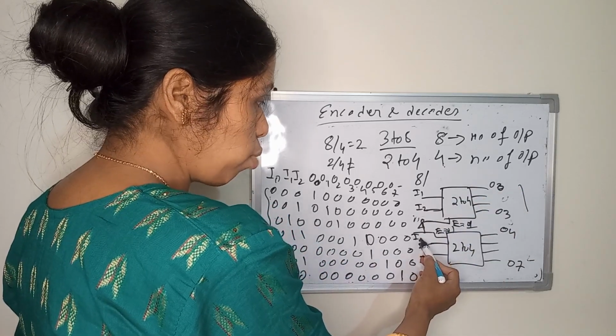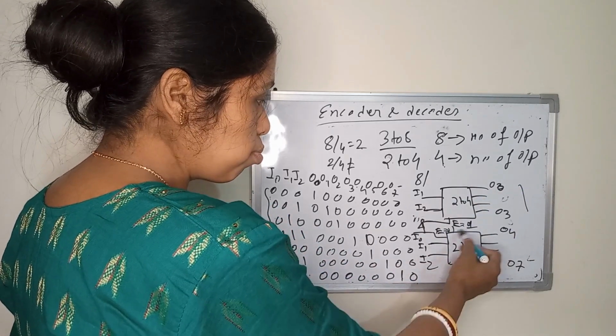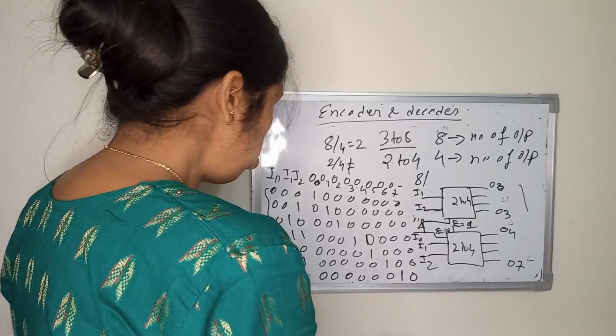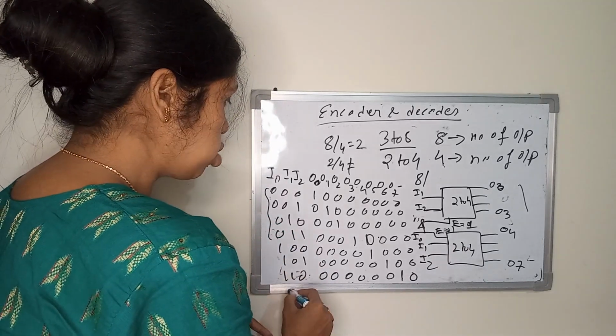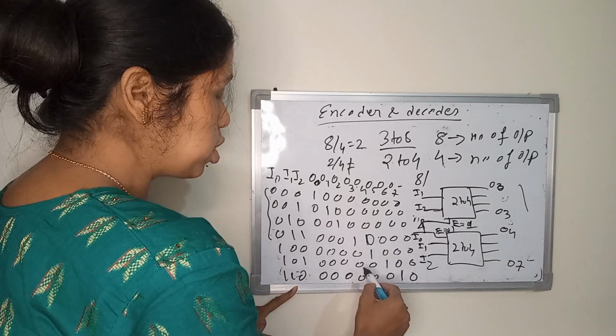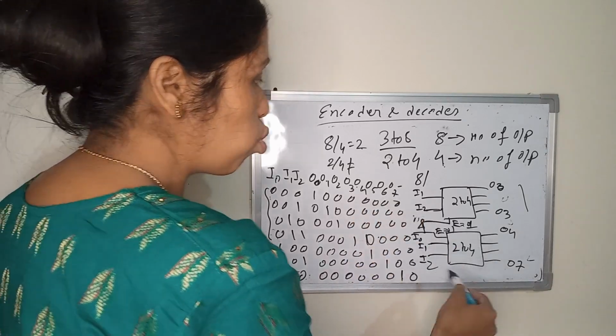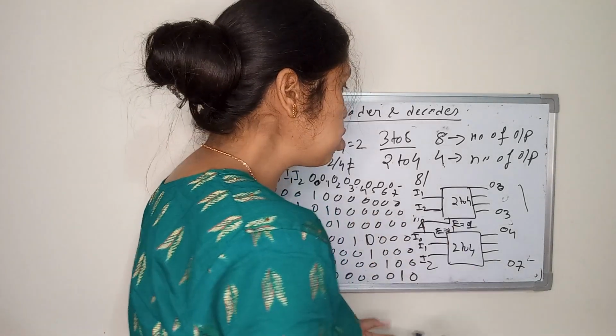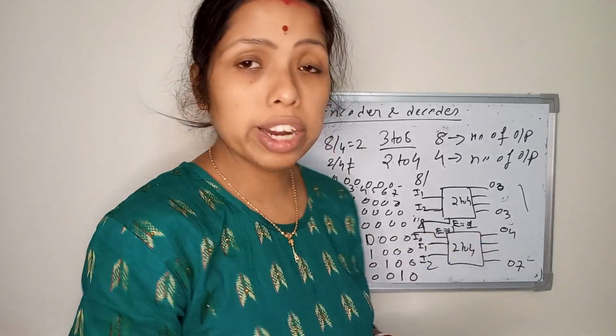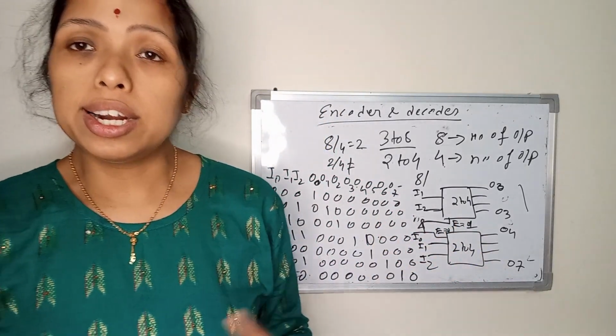When I0 is 1, that means this will work. So from this 2 to 4 decoder, if we send 0 0 0 1 1 0 1 1, the last 4 lines will be selected, O4 to O7. In this way, you can design the 3 to 8 decoder using the 2 to 4 decoder.